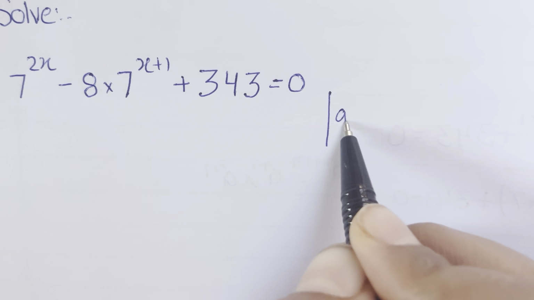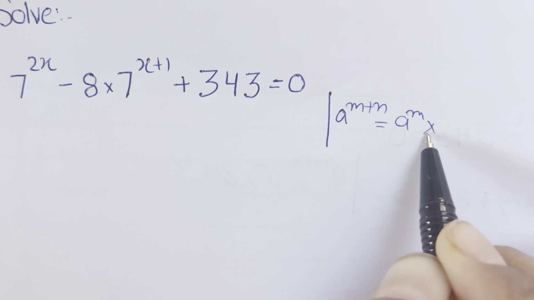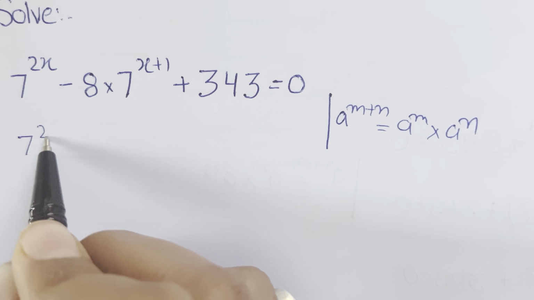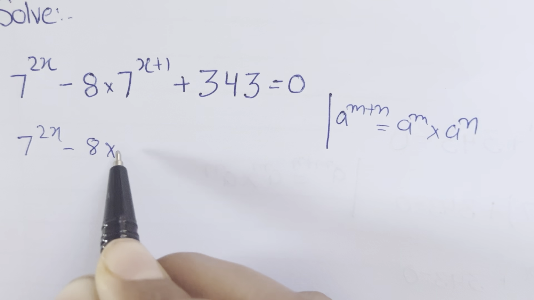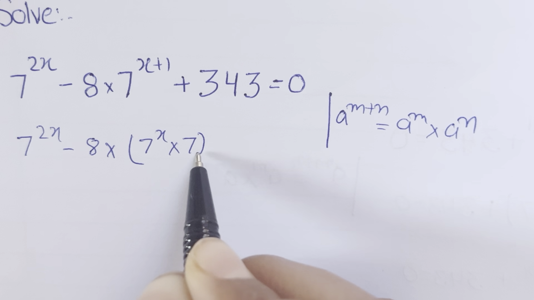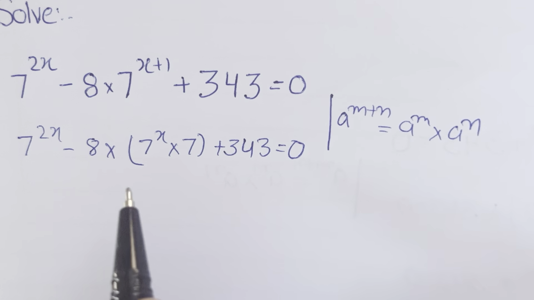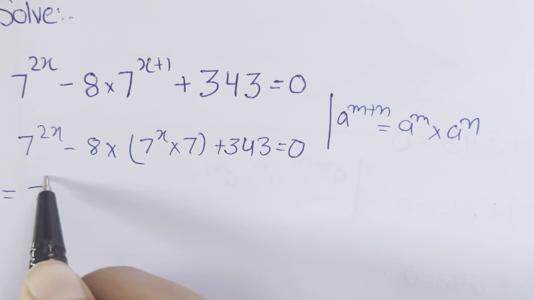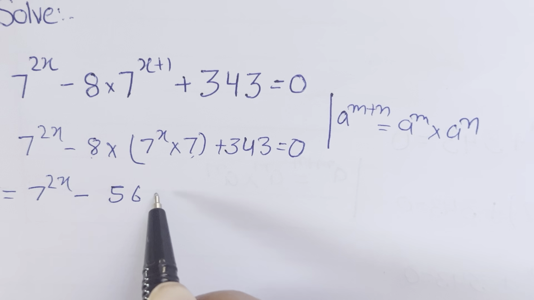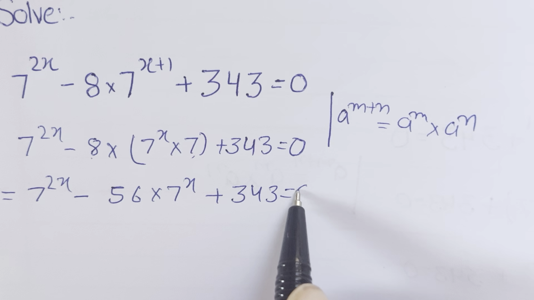As a^(m+n) = a^m × a^n, this equation can be written as 7^(2x) − 8 × 7^x × 7 + 343 = 0. Now we can write this equation as 7^(2x) − 56 × 7^x + 343 = 0.